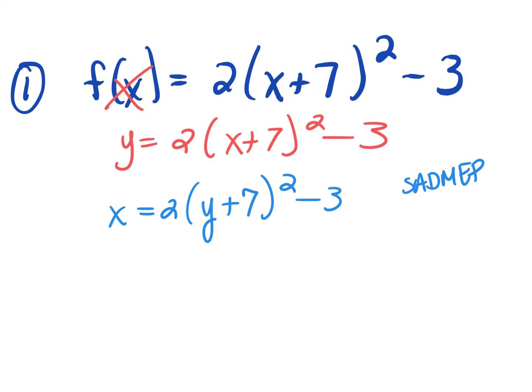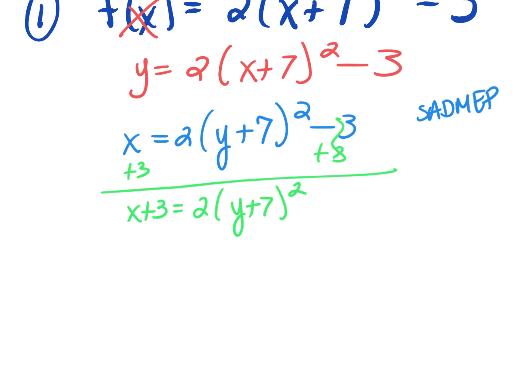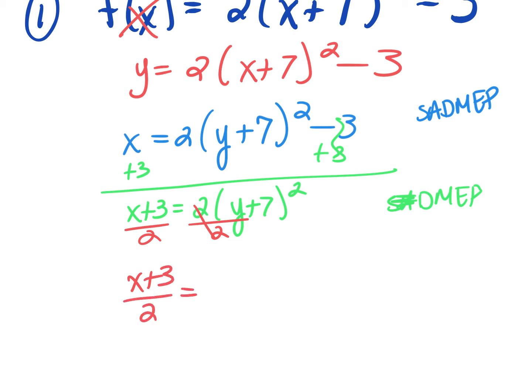And now we just use our algebra skills, our SADMEP, get rid of subtraction and addition first. So what am I going to do? Add 3 to both sides. Perfect. So we're going to add 3 to both sides. I have x plus 3 equals 2 times y plus 7 squared. Agreed? Okay, I'm still going to use SADMEP. I'm still trying to get my y by itself. So our subtraction and addition we got rid of. Now we have to get rid of division and multiplication. I'm going to divide by 2. Perfect. Divide by 2. So I have x plus 3 divided by 2 equals y plus 7 squared.